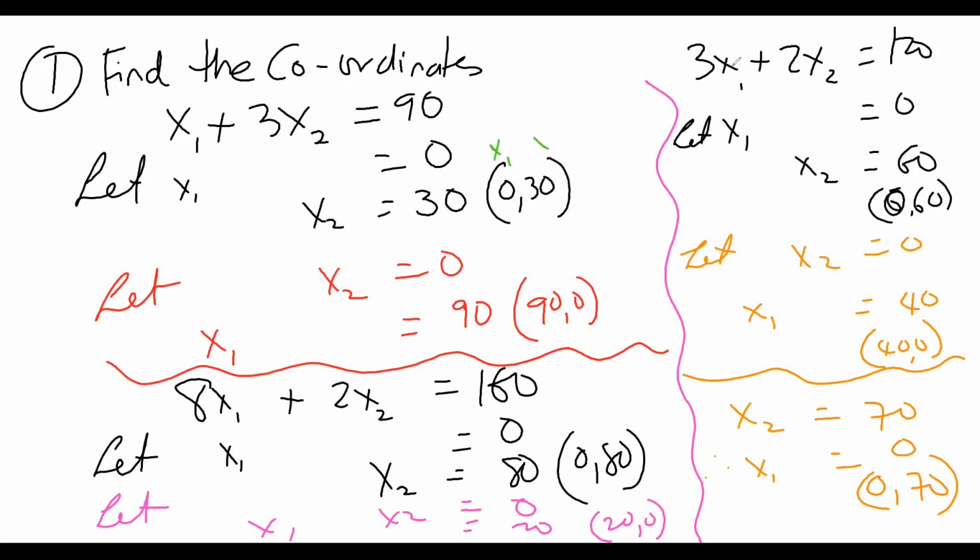This is x1, x2, x1, x2, x1, x2. Why did I do that? That tells me how to graph, or to scale my axis. So you look at all your x1 values: 90, 20, 40. The most you need is 90. 10 is a good way to scale.